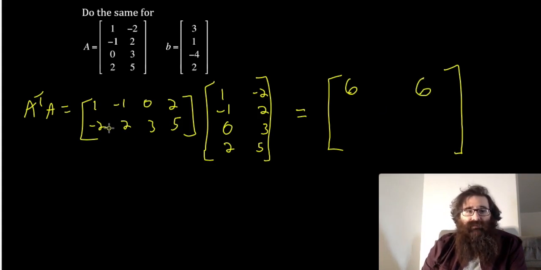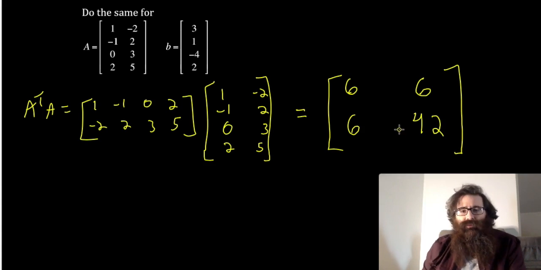Let's take a look at the rest. Negative 2 times 1, 2 times negative 1, 3 times 0, 5 times 2. So that's another negative 2 minus 2 plus 10. Negative 4 plus 10 gives me 6. And then one more entry, negative 2 times negative 2, plus 2 times 2, plus 3 times 3, plus 5 times 5. So that's going to be 4 plus 4 plus 9 plus 25, which should give 42, it looks like. So there's A transpose times A.